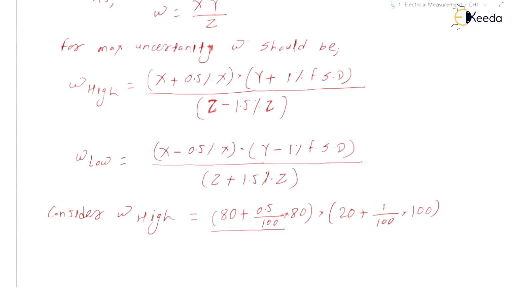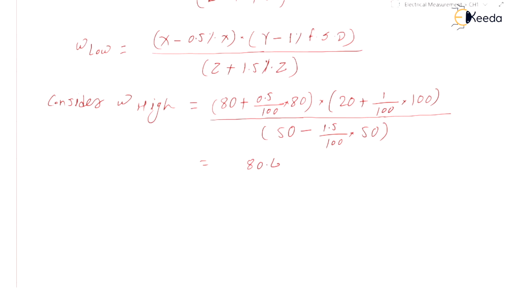divided by, we can write z minus, what is the z? That is a reading, it is 50 minus 1.5%, so it is 1.5 by 100 into the true value of the z, that is 50. Okay, so if you check, it is equal to 80 plus 0.5 into 80 divided by 100, so it will be 80.4.